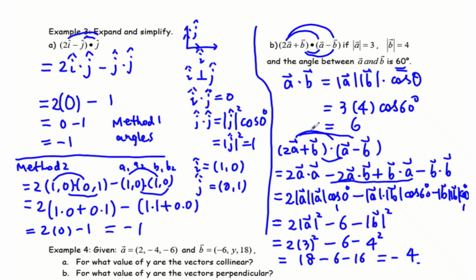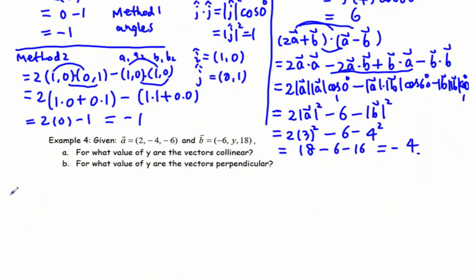So with the magnitudes given and the angle given, we are able to find the operations between the two vectors a and b. And remember, a dot a is the same angle, so it's just a magnitude squared, because the angle between these two is 0 degrees. Cosine 0 gives you 1.